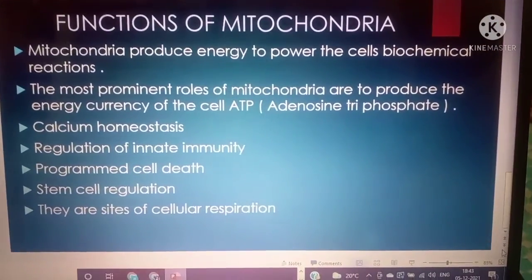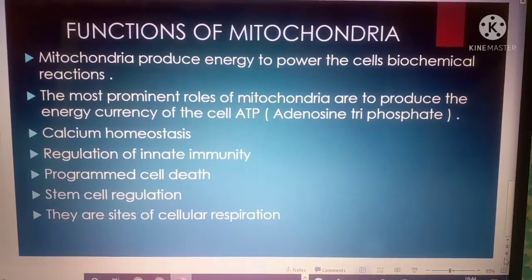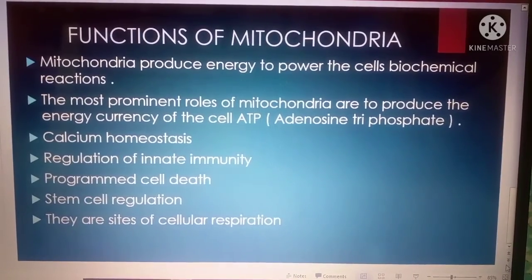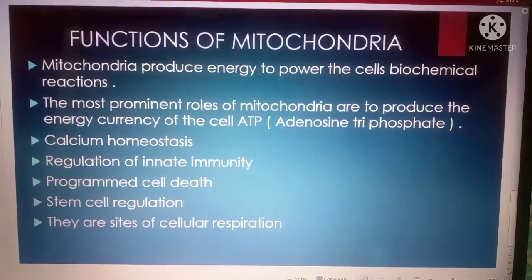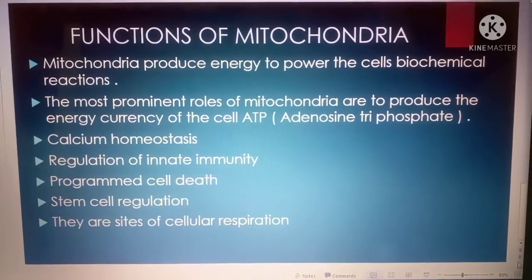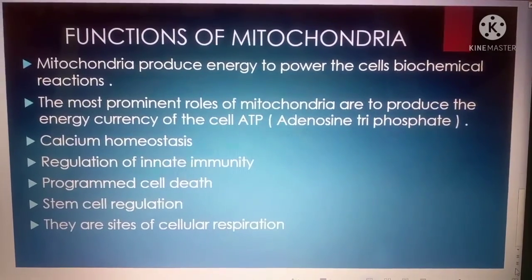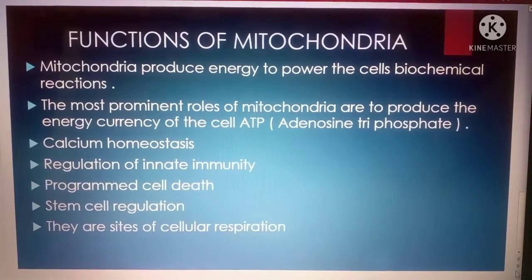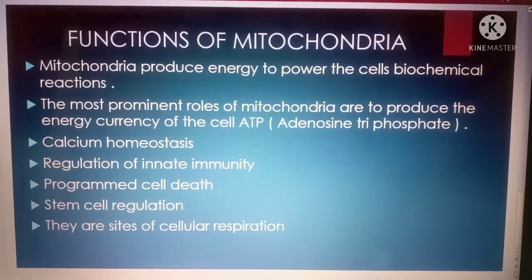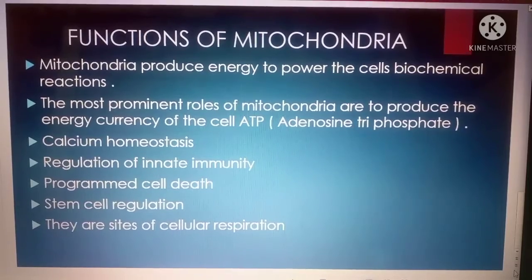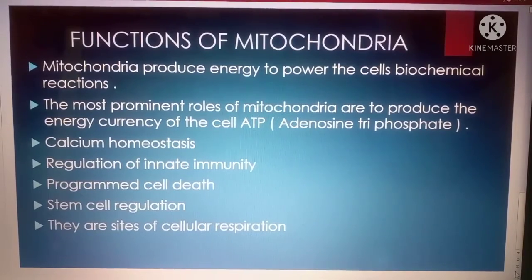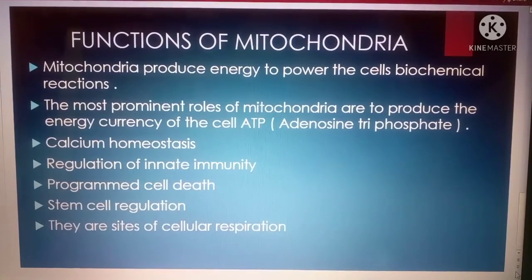Now what is the function of mitochondria? Mitochondria produce energy to power the cell's biochemical reactions. The most prominent roles of mitochondria are to produce the energy currency of the cell, ATP, that is adenosine triphosphate. It helps in calcium homeostasis, regulation of innate immunity, programmed cell death, and stem cell regulation. They are the sites of cellular respiration. So these are the general functions of the mitochondria. The main function is energy. Mitochondria produce energy, so it is called the powerhouse of the cell. So this is the overall view of the mitochondria structure and function with diagram.